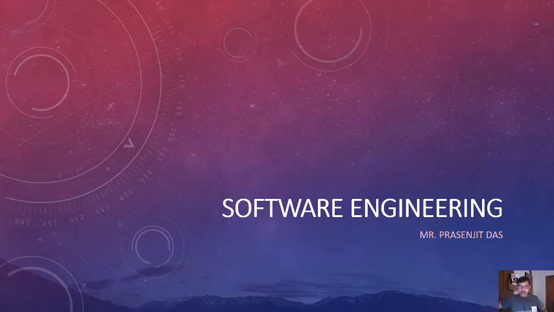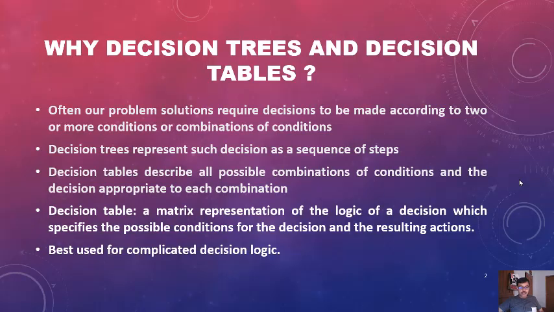Okay, today we will start to learn how to create decision tables and decision trees. From the name, you can understand that when we need to create a graphical structure of some decision-taking process, only at that time we use this type of structure, decision trees and decision tables. Often in our problems, solutions require decisions to be made according to two or more conditions or combinations of conditions. At that time, we will use this type of decision tree and decision table mechanism.